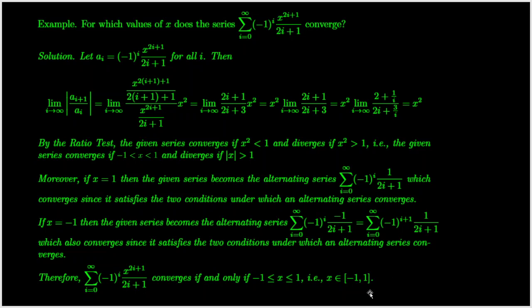Therefore, the given series converges if and only if x is between -1 and 1 inclusive. So the interval of convergence is the closed interval from -1 to 1.